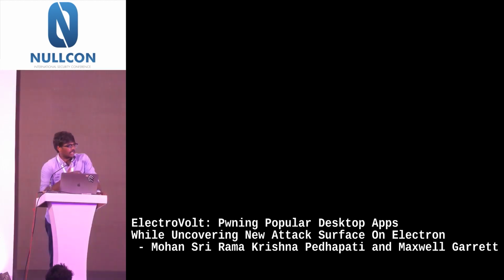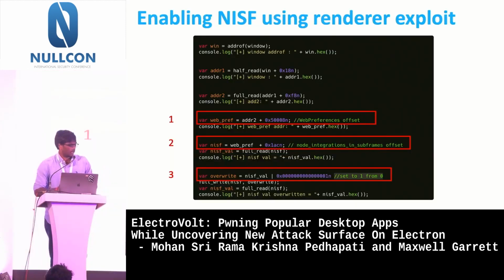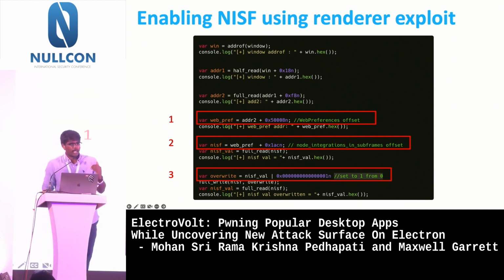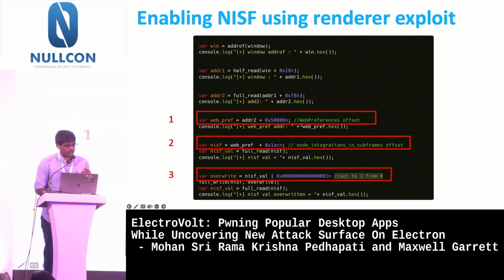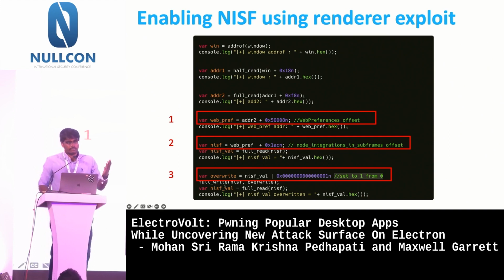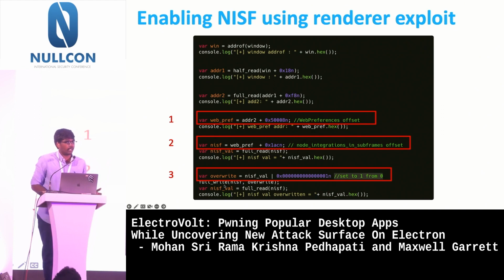So after the JIT exploit, we get arbitrary read and arbitrary write. Using that arbitrary read, we find the offsets to the web preferences. Then we find the offset to nodeIntegrationInSubFrames, and we override it. We are just flipping the bit to 1. So we set it to 1, override that, and bam, we got access to node integration.